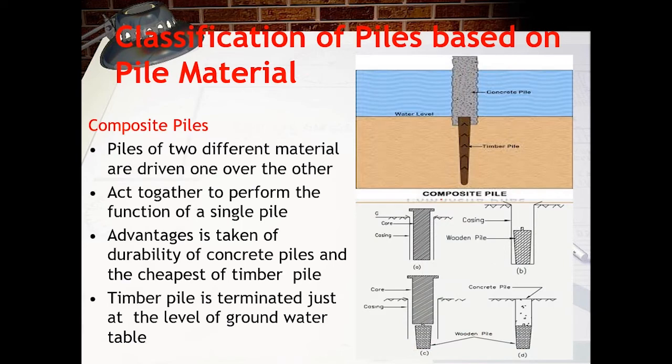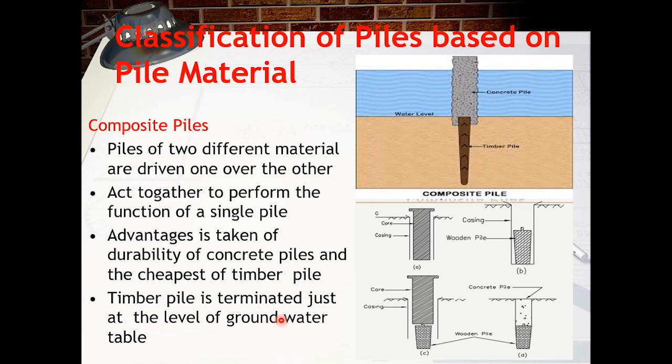Pile materials, we have composite piles. Piles of two different materials are driven one over the other. It acts together to perform the function of single pile. Jadi ada dua material yang berlainan yang kita gabungkan untuk act as single pile. Advantages is taken of durability of concrete and the cheapness of timber pile. For example, kalau kita combine antara concrete piles dan timber piles.